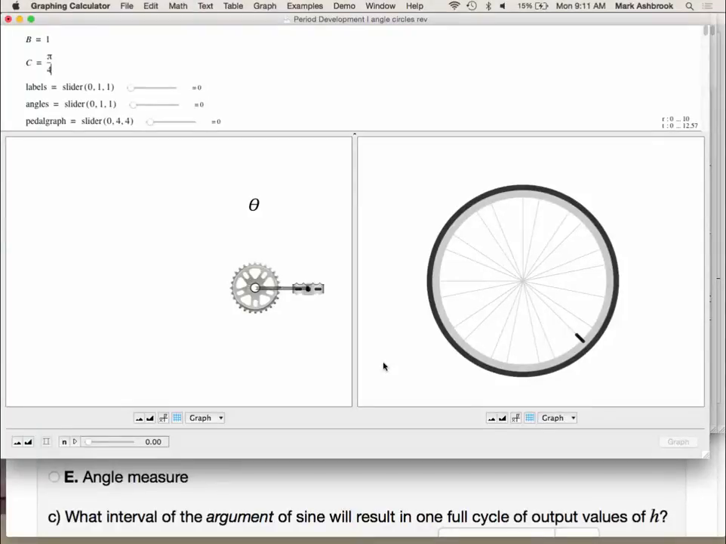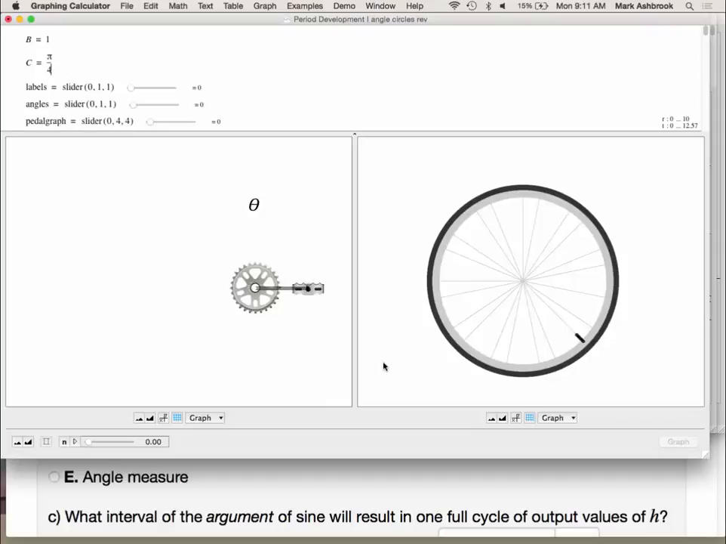Okay, so it says a bike is on a rack, such that the tech can turn the pedal with his hands, causing the back wheel to rotate as well. I have this shown up here. On this bike, the circular path swept out by the pedal is exactly the same size as the circular path swept out by the tire. I don't know what that means.